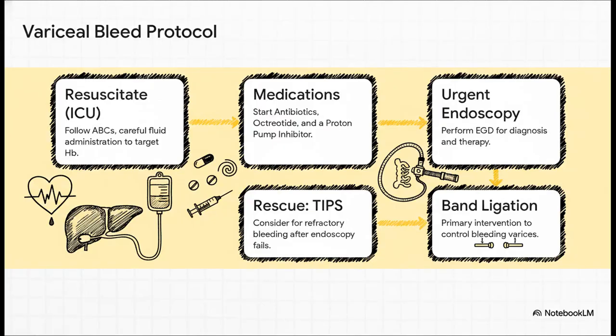At the exact same time as we're resuscitating, I'm ordering medications. He needs broad-spectrum antibiotics like ceftriaxone, he needs octreotide to reduce splanchnic blood flow, and a proton pump inhibitor. But the definitive move is to get him to endoscopy for an urgent EGD, where we can perform band ligation on the bleeding varices. If that fails, or if he rebleeds, the next step is a TIPS procedure.